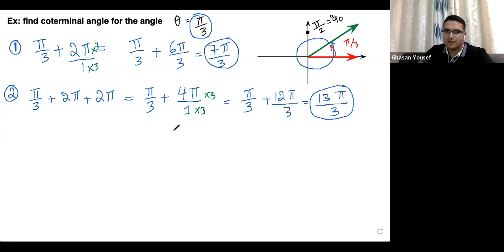And also this angle is coterminal to this angle. If you subtract the same thing, so pi over 3 minus 2 pi, what's the answer?